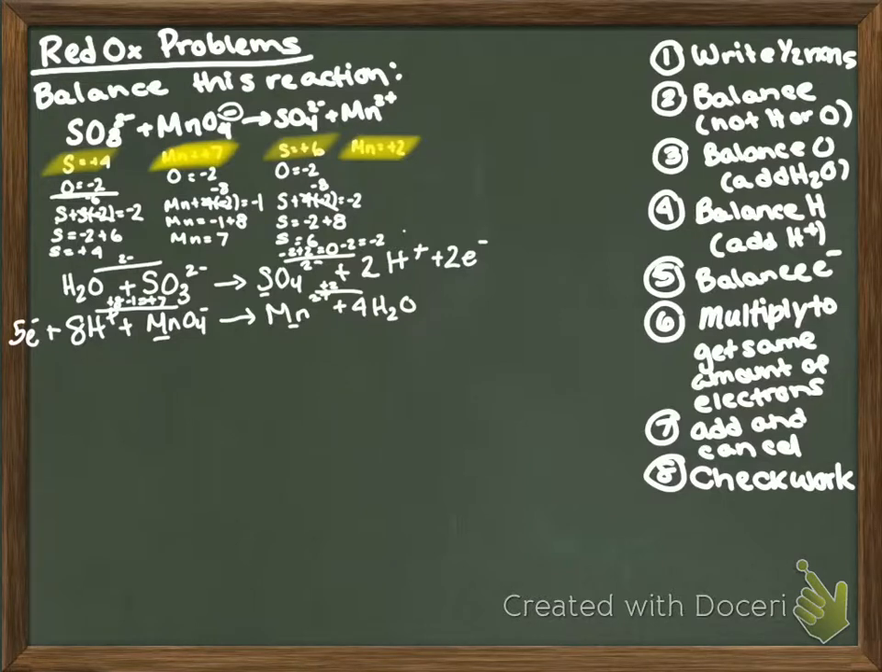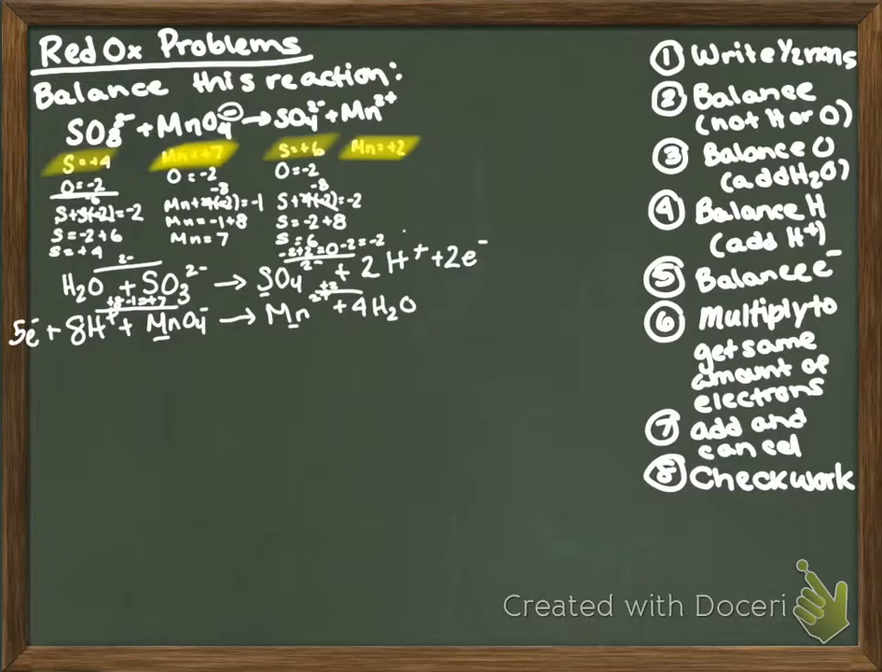Looking at this, I can see that I have different amounts of electrons in each of those reactions, which is where step 6 comes in. I'm going to multiply each of the half reactions by some number to make them equal the same number of electrons. The first reaction, I have 2 electrons. The second one is 5. The smallest number I can multiply them both into evenly is going to be 10.